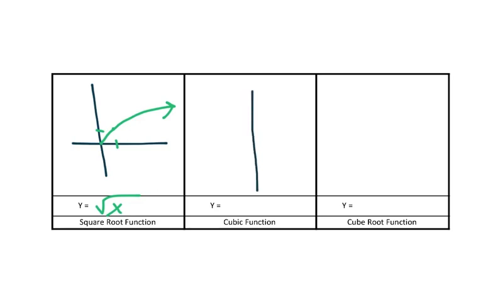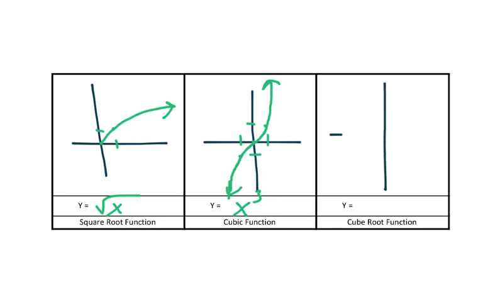The cubic function goes through -1, -1, 0, 0, and 1, 1, just like the identity function does, but it's also a curve. It curves up and then over and then up, kind of like an S. And the cubic function is x cubed.